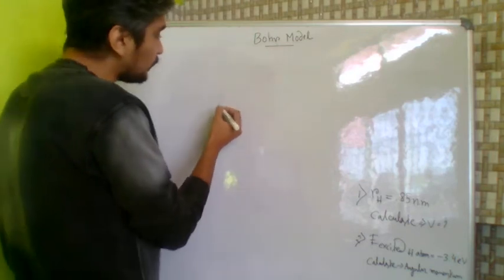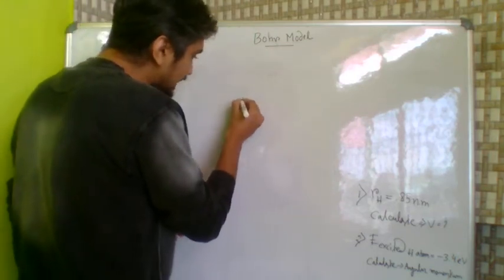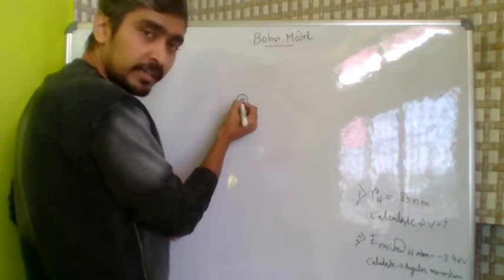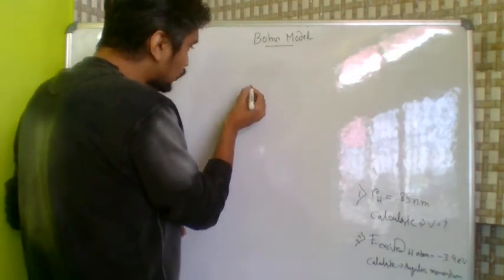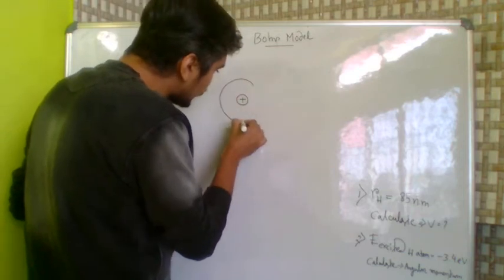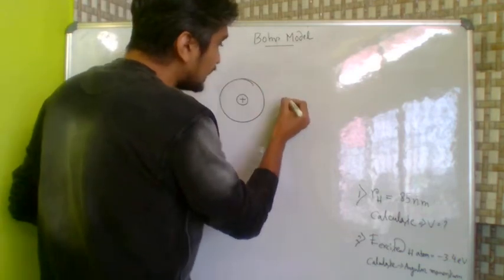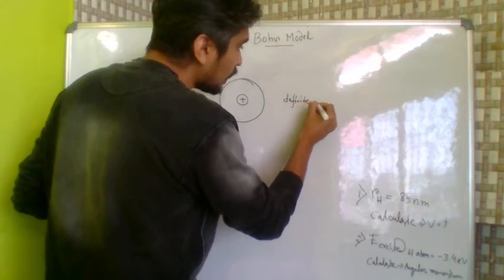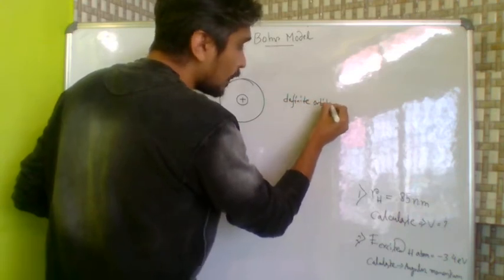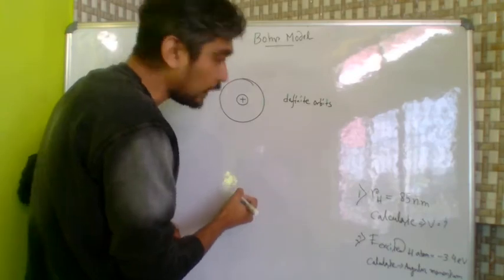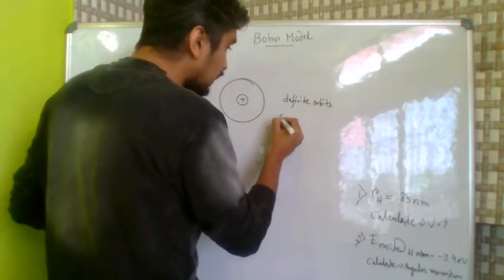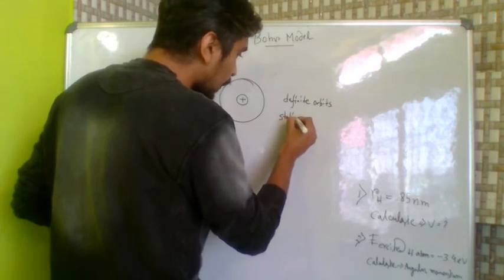According to Bohr model, the nucleus is at the center of the atom. It is very small in size and the electron will revolve around this nucleus in certain definite orbits. These orbits are also called stationary orbits.